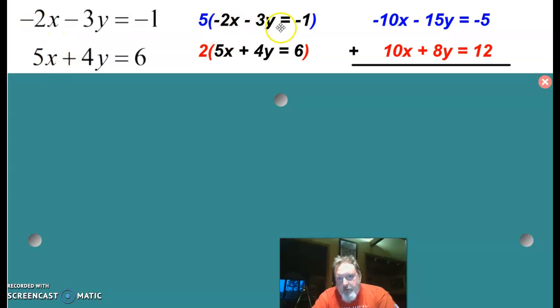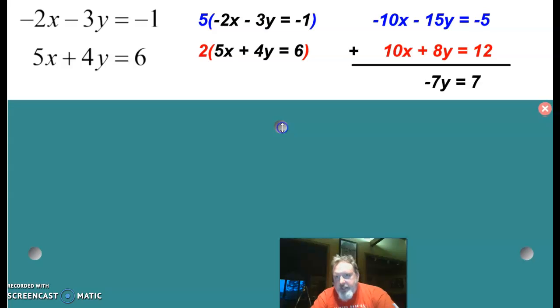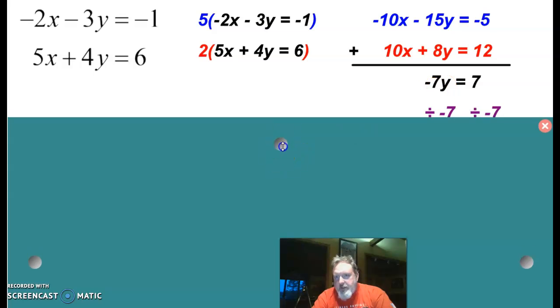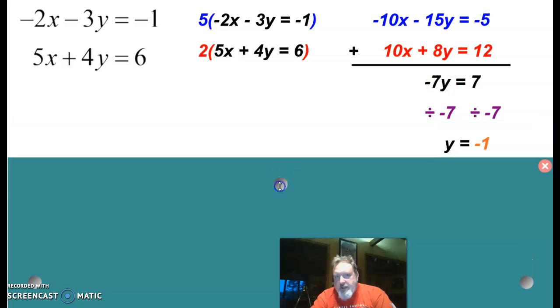So multiply the top one by 5, and that gets me right here, negative 10x minus 15y equals negative 5. Multiply the bottom one by 2, so 2 times 5x is 10x. 2 times 4y is 8y, and 2 times 6 is 12. Again, you can see the x's are opposites, so we are going to go ahead and add those two equations together. So when we do that, we get negative 7y equal to 7. We'll go ahead and divide, and y is negative 1.